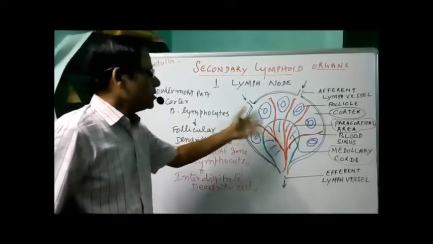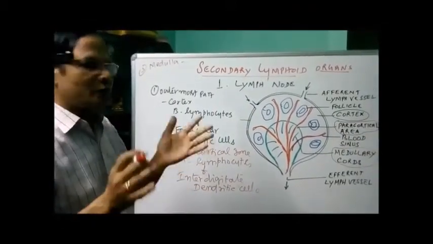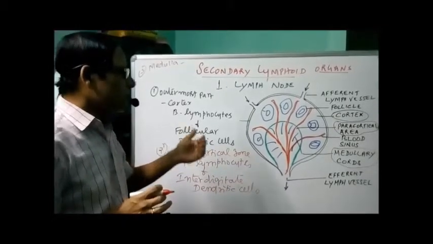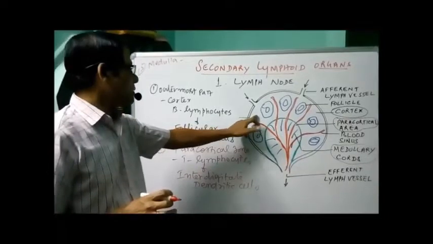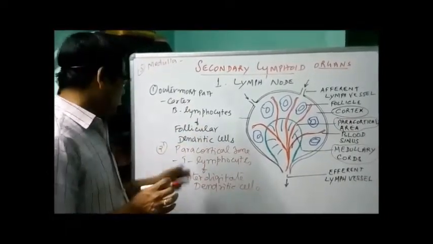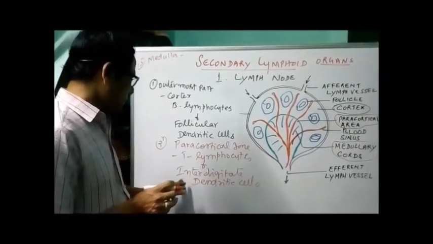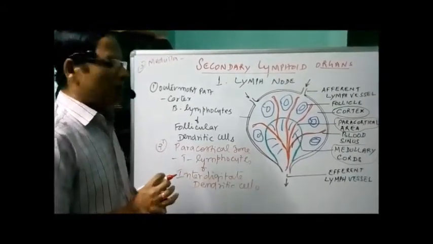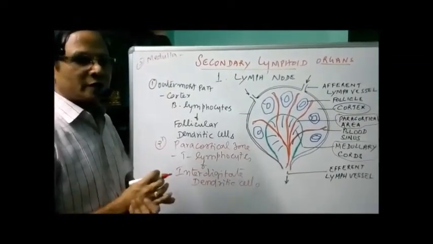Many of them are in the form of plasma cells, that is, active B lymphocytes, so they actively secrete antibody molecules. So the outer one has B lymphocytes along with follicular dendritic cells. Then the next one, the paracortical area, has T lymphocytes and interdigitating dendritic cells. Now the innermost one, the medulla, contains mature lymphocytes.